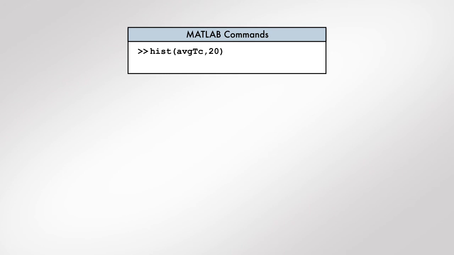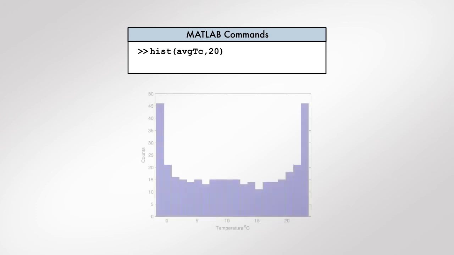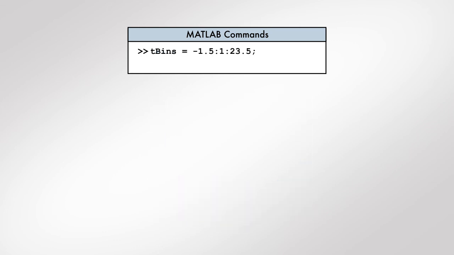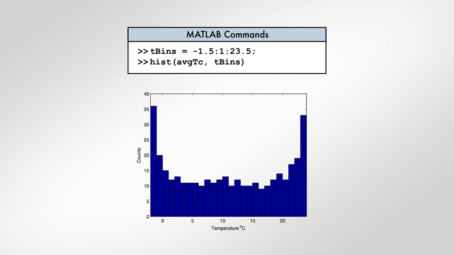We accomplish this by passing a second input argument to the hist function. For example, this command creates a histogram with 20 bins instead of 10. To set the bin locations to our own values, we create a vector to use as the second argument to the hist function. With these two lines of code, we create a histogram where each bin is 1 degree in width and centered at half-integer temperatures.